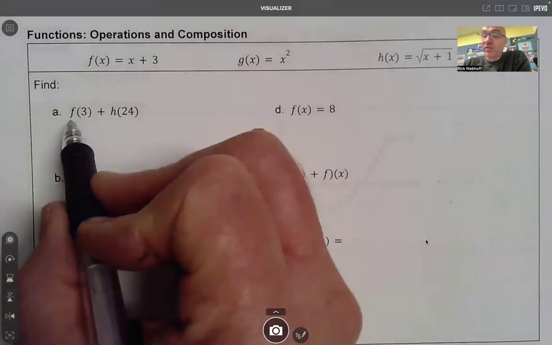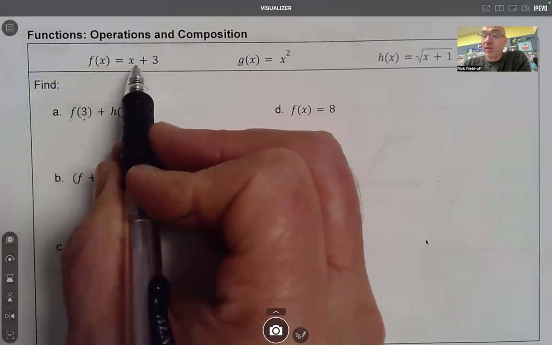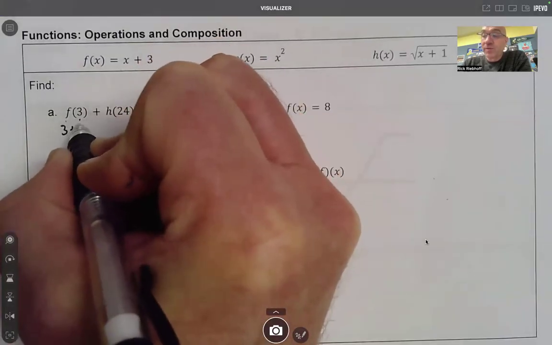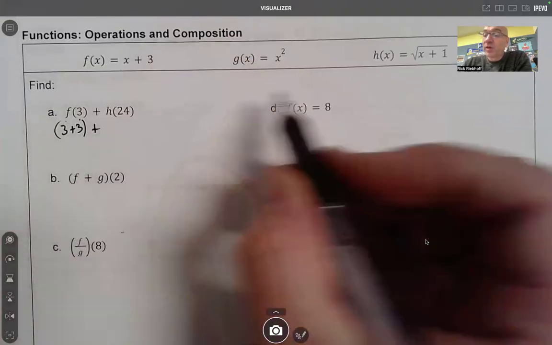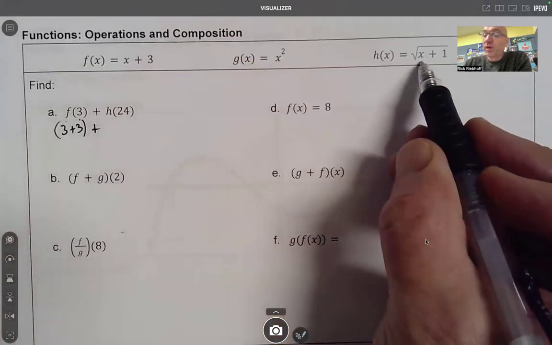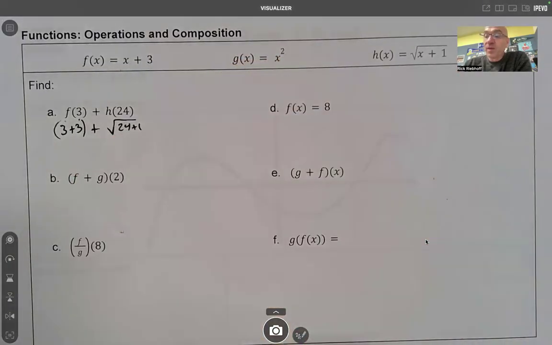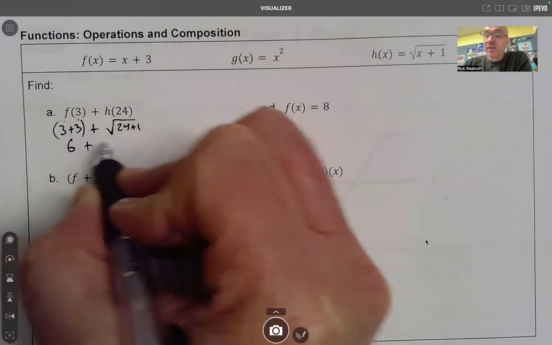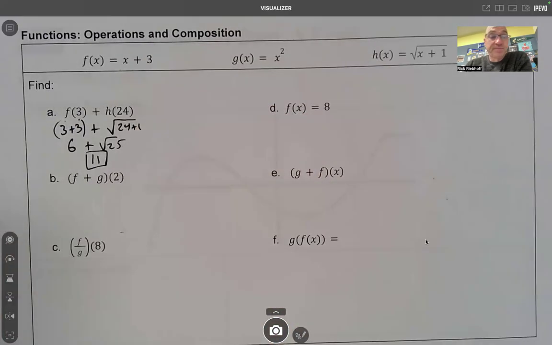This one says use the F machine and plug in 3. So F machine, plug in 3, so that's going to be 3 plus 3. And then I'm going to add it to the H of 24. So I go to the H machine and I put in 24. So plus the square root of 24 plus 1. 3 plus 3 is 6, plus the square root of 25 is 5, so that's going to be 11. Not bad, right?